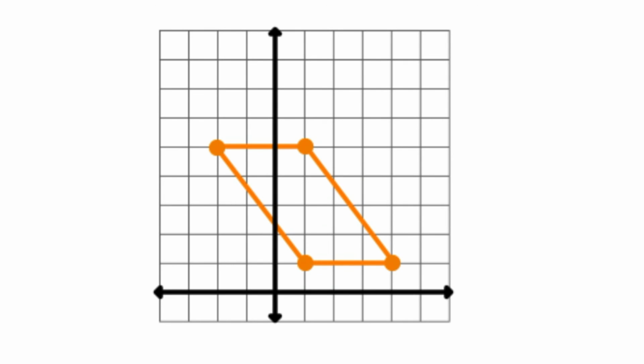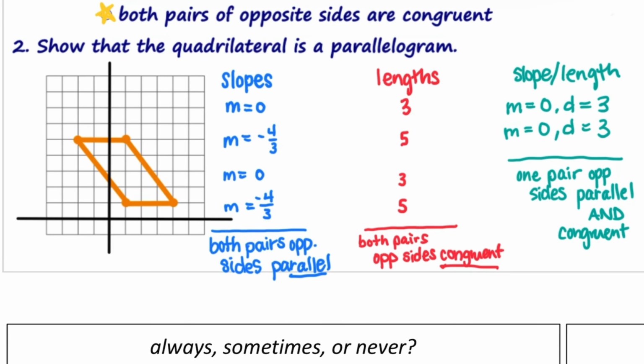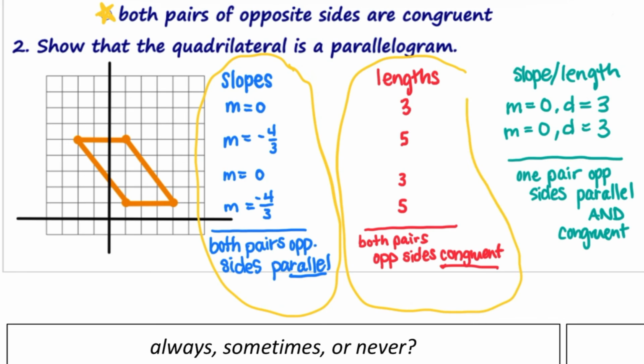This last one should have reminded you of something we just did in another practice quiz. So hopefully you were able to replicate that. Did you decide to find the slopes of all 4 sides? That would have been enough. Or the lengths of all 4 sides? That would have been enough. Or the slope and the length of just one pair of sides? That would have been fine too.